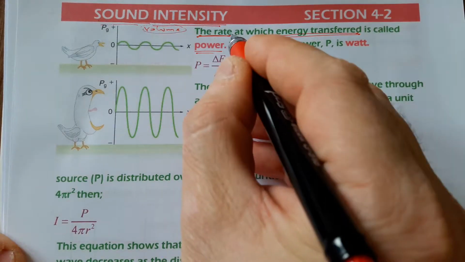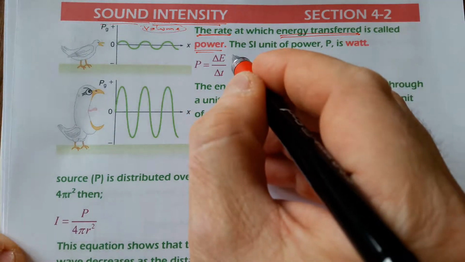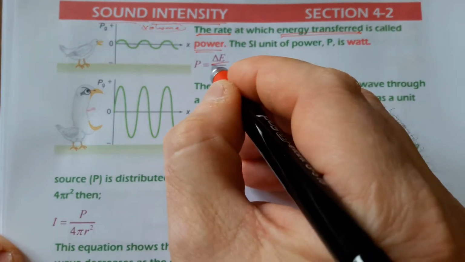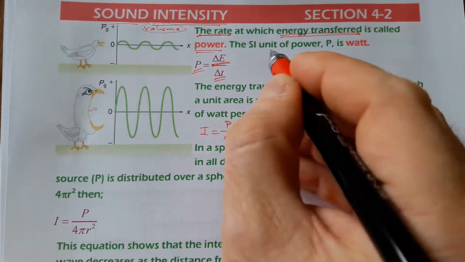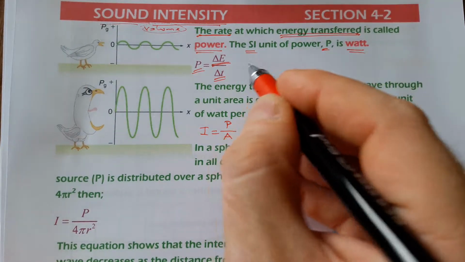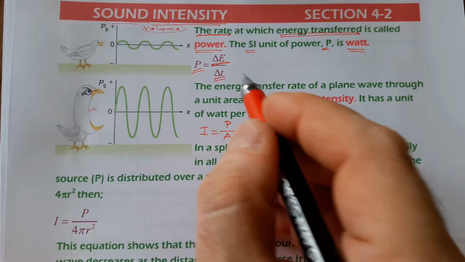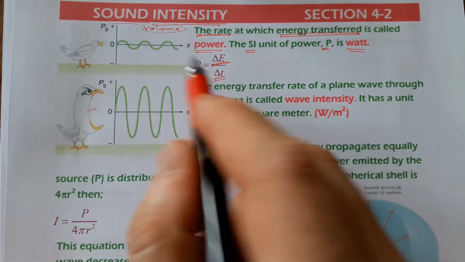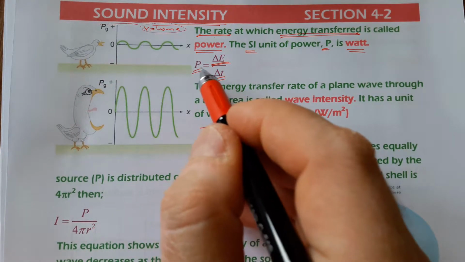When it says the rate, you are going to divide by time. So the energy transfer rate is called power, or energy divided by time. It's the power of that source. The SI unit of power is the watt, and the symbol is P. As you see, this is the equation for power. So if power is given in this section, sound intensity must be somehow related to power.